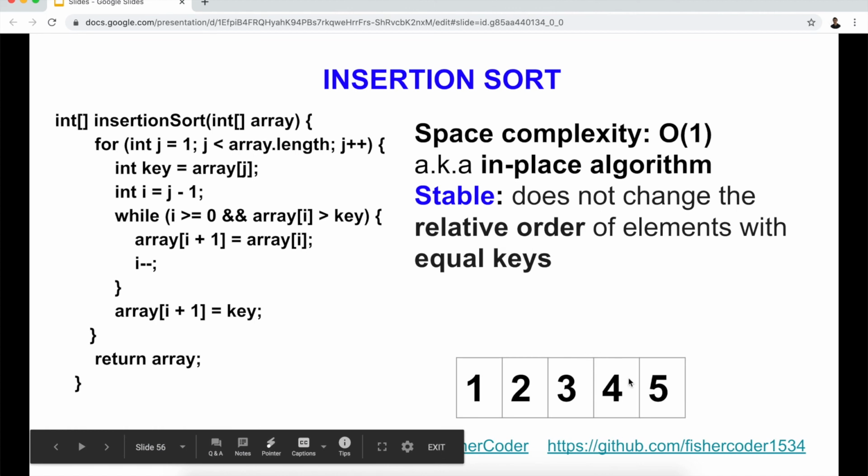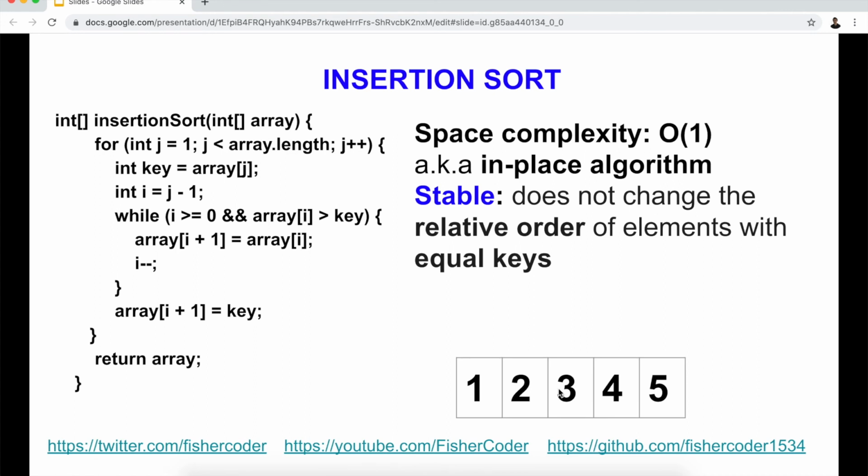So their order doesn't change. Why is that? Because we keep shifting things from the right towards the left. We keep shifting things on the right first. We move this one here, then move this one here, then move this one here. So the relative order can be kept after applying insertion sort. So this is another nice feature of insertion sort, which is called stable.